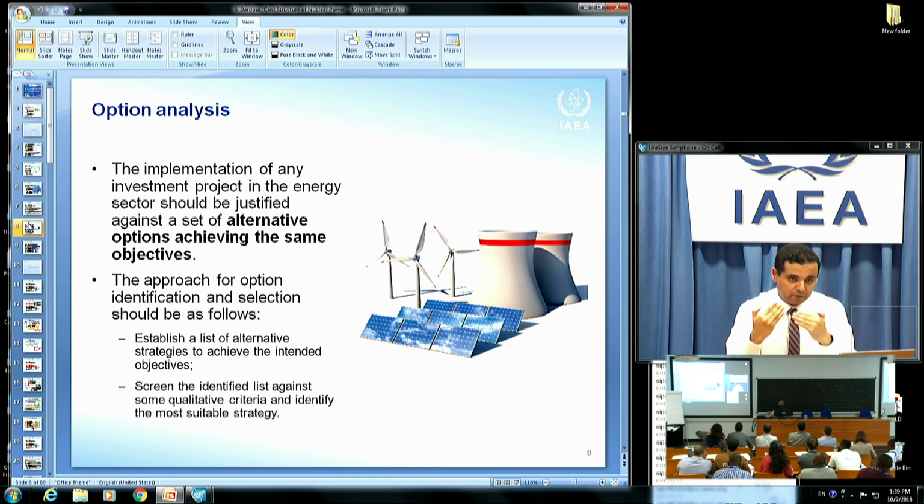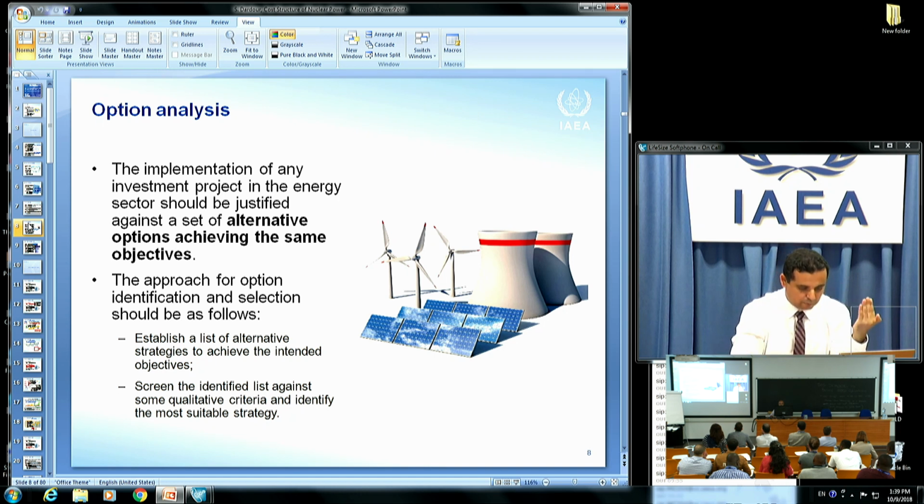definitely different options. For instance, if we want to supply electricity to address an increase in demand, we can achieve the same objective by building a new plant or by improving existing plants, for instance, making them more efficient, introducing energy-saving technologies within that kind of plant. So we have options, and these options have to be compared.